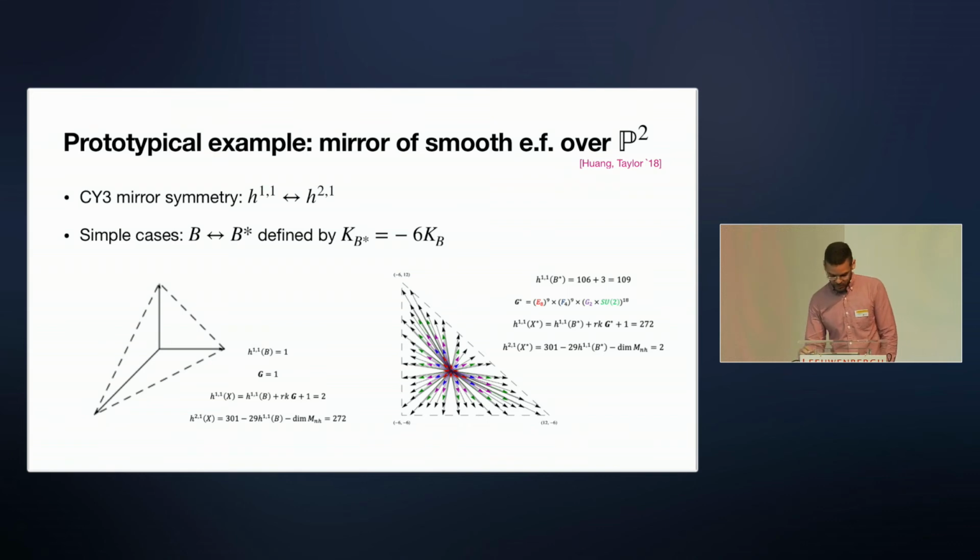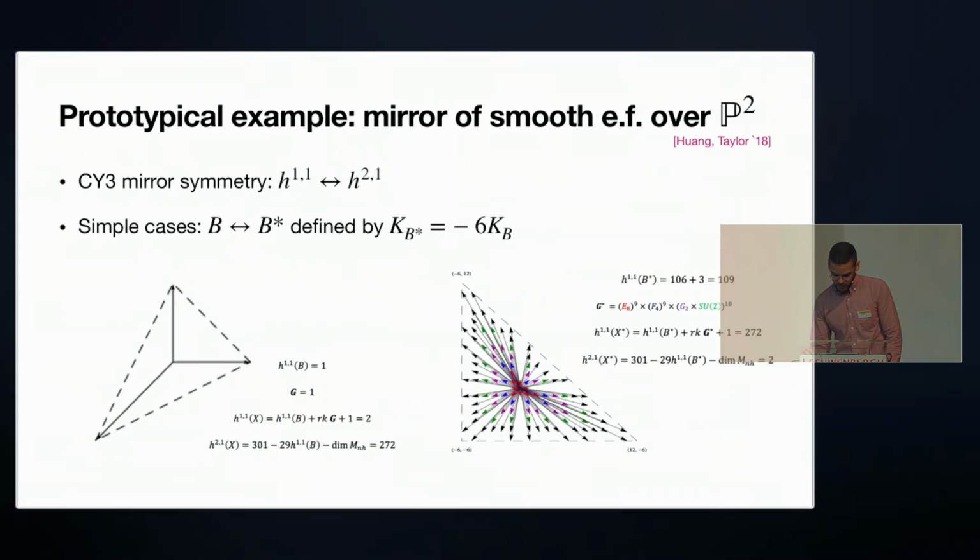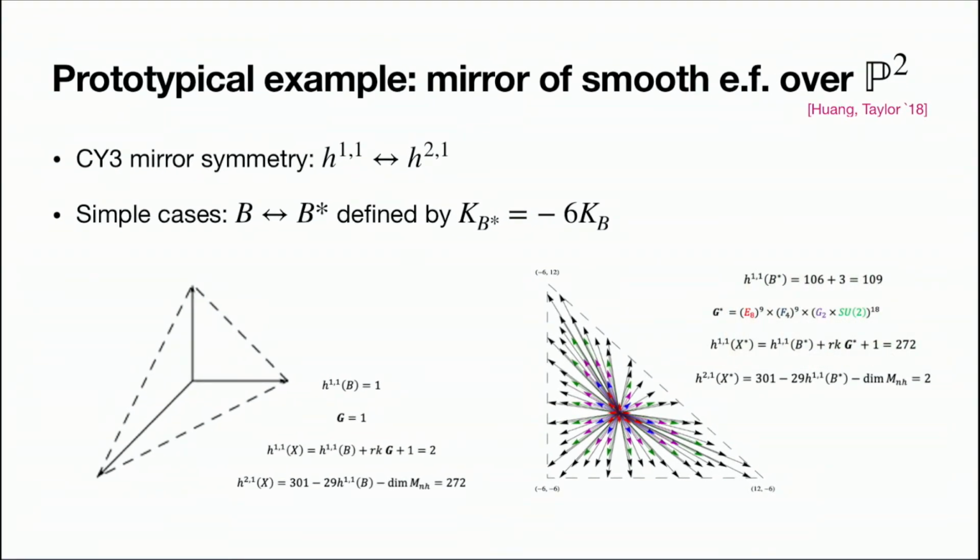So you could look at mirror symmetry. It has been looked at, rather, in the case of the smooth elliptic fibration over a base, P2. Mirror symmetry just swaps these cohomology groups and Hodge numbers. And in the simple case, a simple subset of cases to which this mirror elliptic fibration over P2 belongs, the mirror base, B star, is defined by the condition that the canonical class is equal to -6 of the canonical class of the original base.